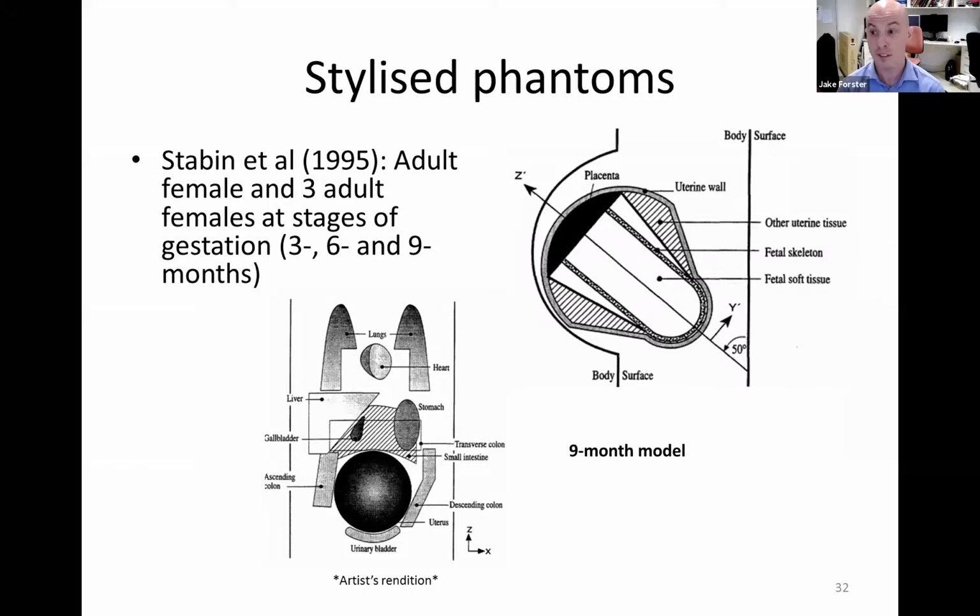So it wasn't until 1995 that we finally got a dedicated purpose-built female adult phantom, and that was by Stabin et al. And we also got 3 pregnant phantoms: a 3-month pregnant, a 6-month pregnant, and a 9-month pregnant phantom. These were very important for doing dosimetry, for calculating fetal doses from in utero exposures.